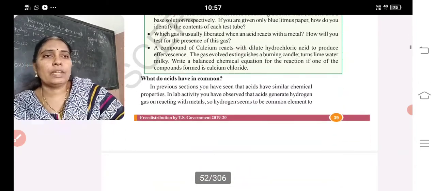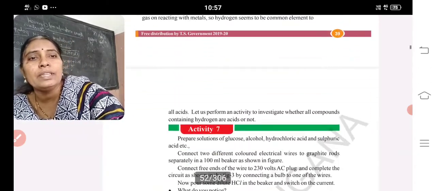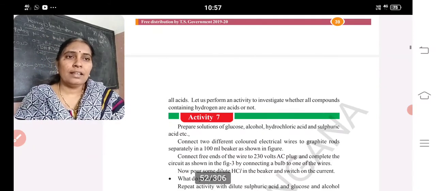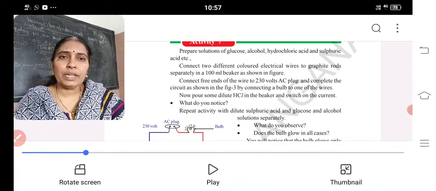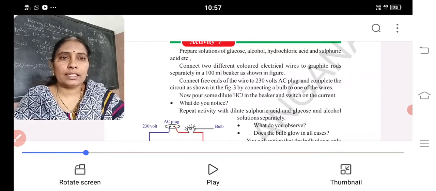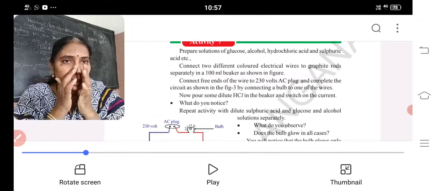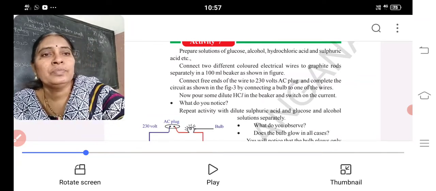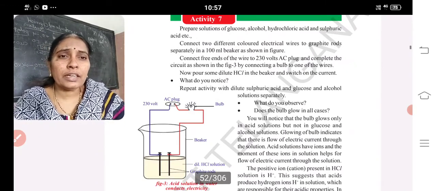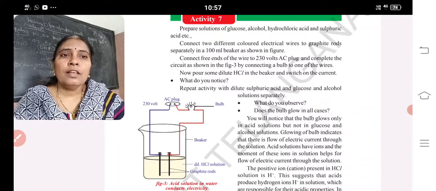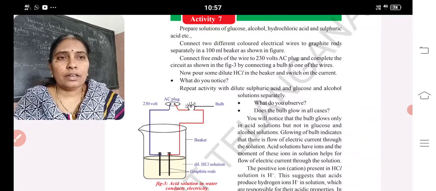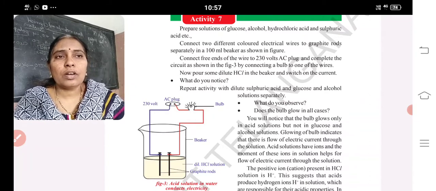What do acids have in common? H plus ions are common in acids, and OH minus ions in bases. And most important, prepare a solution of glucose, alcohol, hydrochloric acid and sulfuric acid. Connect two different electric wires to a graphite rod and a 100 ml beaker as shown in the figure. This is the 100 ml beaker. They are taking graphite rods, and two different wires are connected to the graphite rod which is inserted in the beaker. Fill that beaker with the solutions taken, that is glucose, alcohol, hydrochloric acid and sulfuric acid.